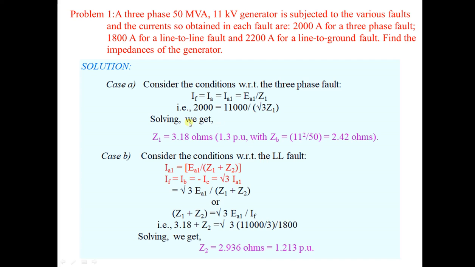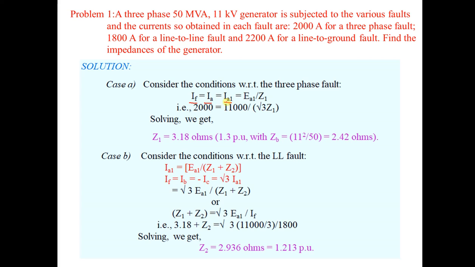A 3 phase 50 MVA 11 kV generator is subjected to various faults, and the currents obtained in each fault are 2000 amps for 3 phase fault, 1800 amps for line to line fault, and 2200 amps for line to ground fault. We have to find the impedance of the generator. So here the condition is with respect to 3 phase, right? So fault current IF is equal to IA, meaning for positive sequence.